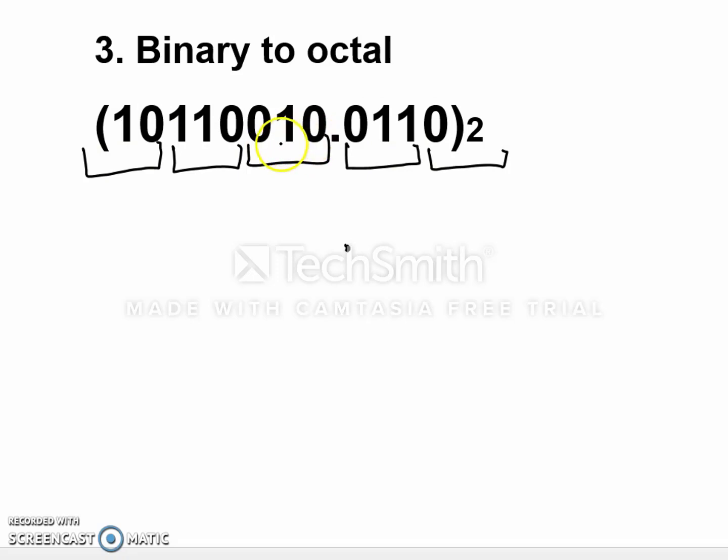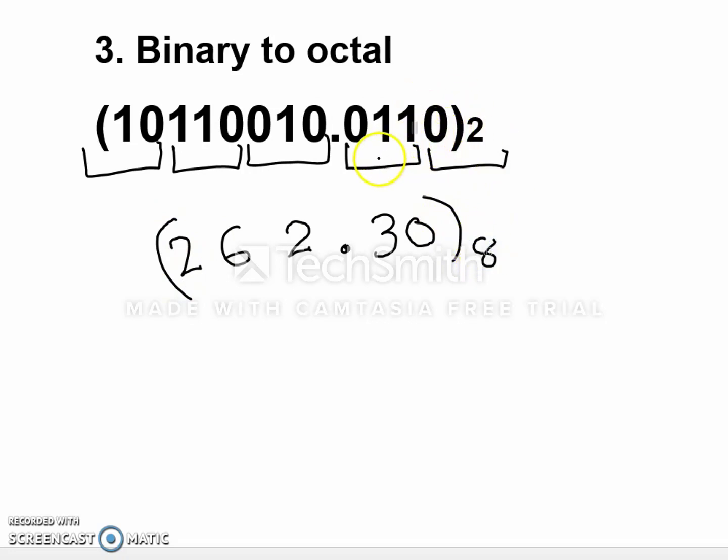We'll start from the integer part. 0 1 0 means 2. The octal equivalent of this group is 2. The octal equivalent of this group, 110, means 6. 010 again is 2. The dot stays as it is. 011 is 3, and again 0 0 3 0. This is the octal equivalent of this binary number.